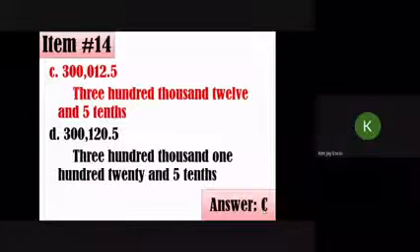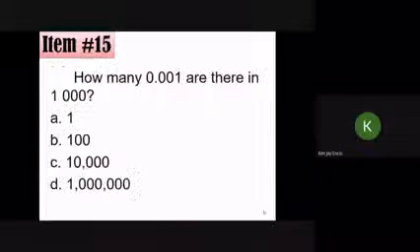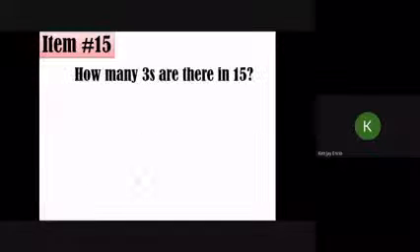Number 15. How many 1,000 are there in 1,000? Is it 1, 100, 10,000, or 1 million? Let's have a quick analogy. How many 3s are there in 15? There are 5, right? And how you got 5 is you have 15 divided by 3 equals 5.